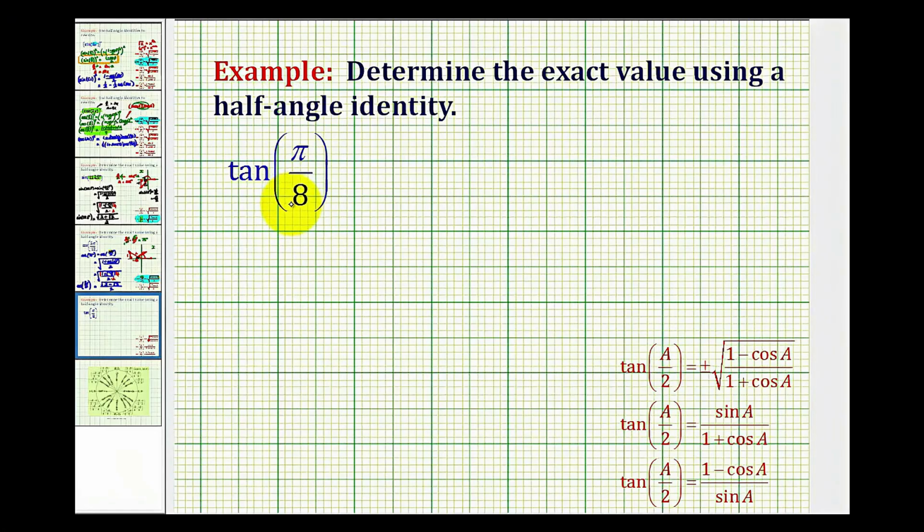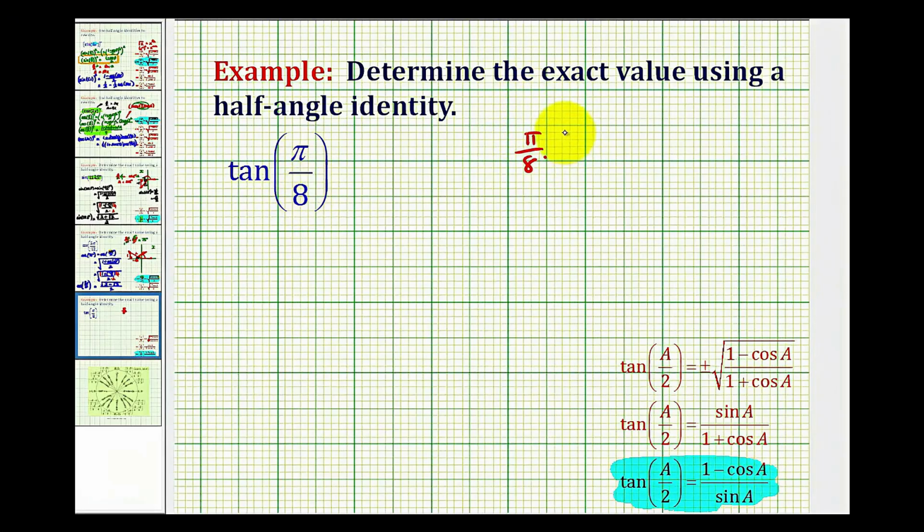In this example, we want to determine the exact value of tangent pi over 8 using a half angle identity. And notice that we have three options for the half angle identity for tangent. In this video, I'm going to use this last identity because I think it has the simplest denominator. And I think it's usually easier to apply these identities if our angle is in degrees. So let's start by converting pi over 8 radians into degrees.